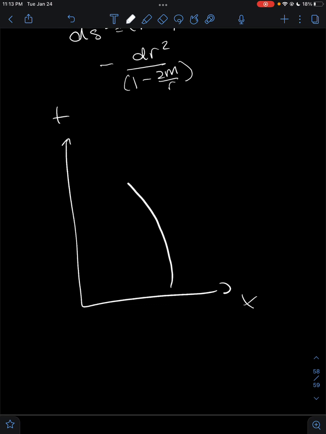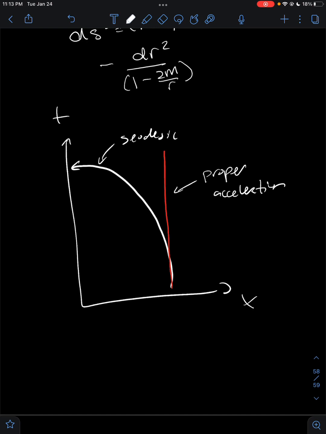So if we were to have curved spacetime, so here we have t, here we have x, right? And say here's a geodesic in curved space-time. An object that isn't falling will have some world line that looks like this. So this world line over here is going to have what's called a proper acceleration because it's not traveling in a geodesic on curved space-time.